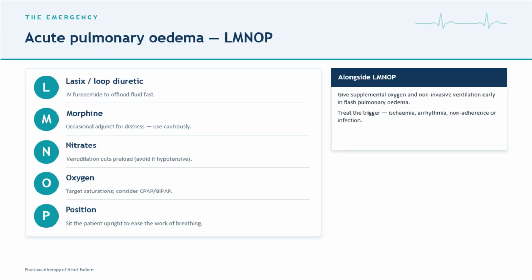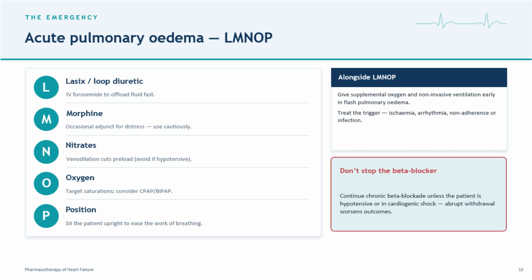Okay, deep breath, because now we hit the emergency. Acute pulmonary edema. Your patient is drowning in their own fluid, and you need a plan that snaps into action. That plan spells LMNOP. L is Lasix, or furosemide, to offload that fluid fast. M is morphine, an occasional adjunct for severe distress, and use it cautiously. N is nitrates, venodilation to reduce preload, but avoid it if they're hypotensive. O is oxygen, target those saturations and get non-invasive ventilation, CPAP or BiPAP, on early in flash pulmonary edema. And P is position, sit them bolt upright to ease the work of breathing.